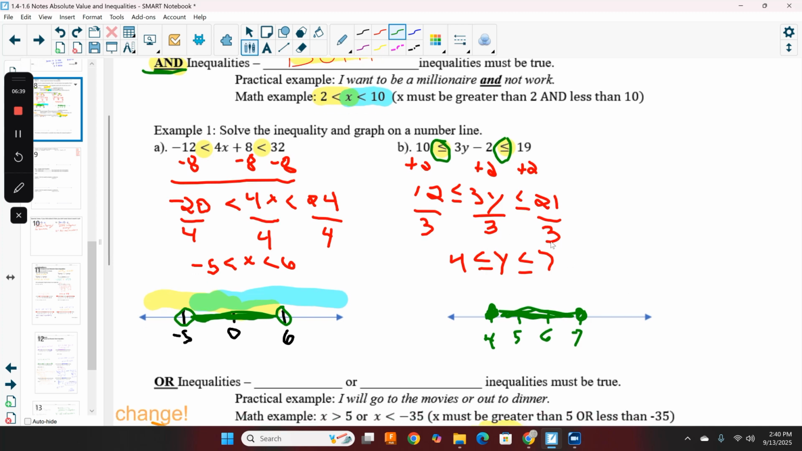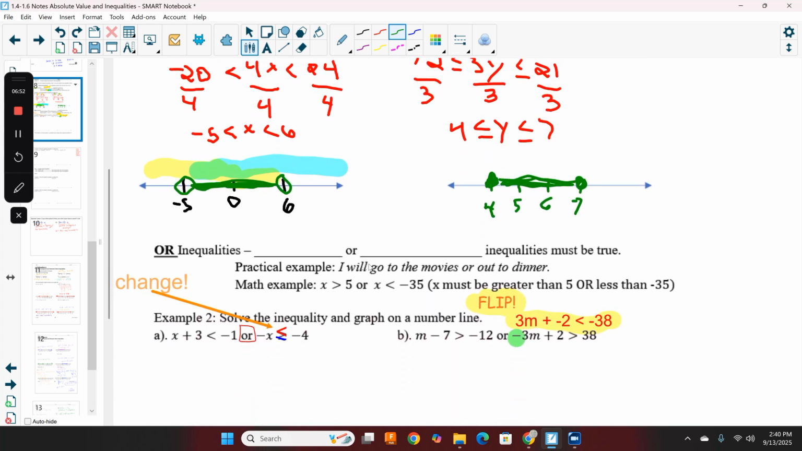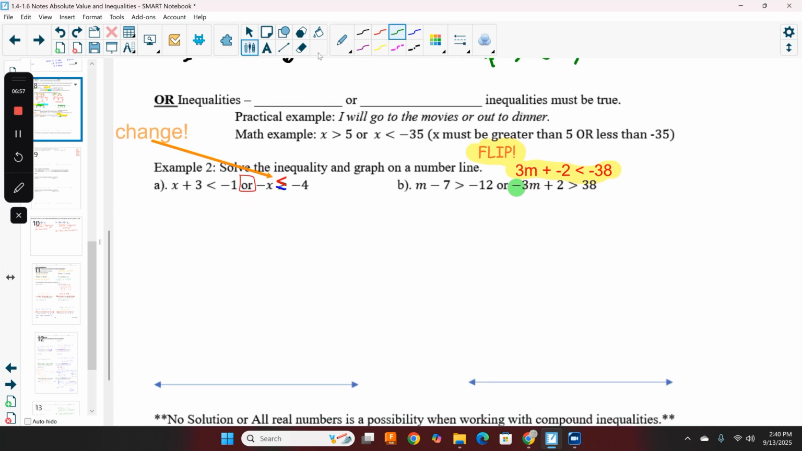Now, it's also possible with an and inequality that one of those inequality symbols is open and one is closed. That can also happen. Okay. Next example, or inequalities. With ors, there's always going to be 2 separate equations. So on an or, we always are going to see 2 separate equations. We're going to have to solve both of them.